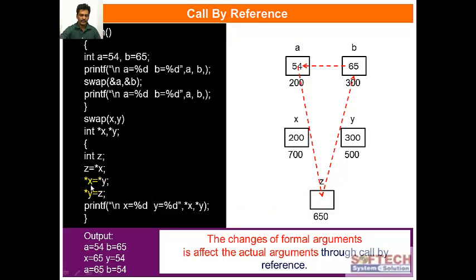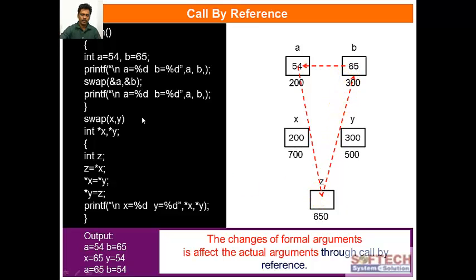Then star x equal to star y. What is x? X is 200. What is star x? That is the value at 200. This location equal to star y. What is y? 300. Value at y, that is 65. That 65 is directly transferred to a. Then star y equal to z. That z value is directly transferred to b.